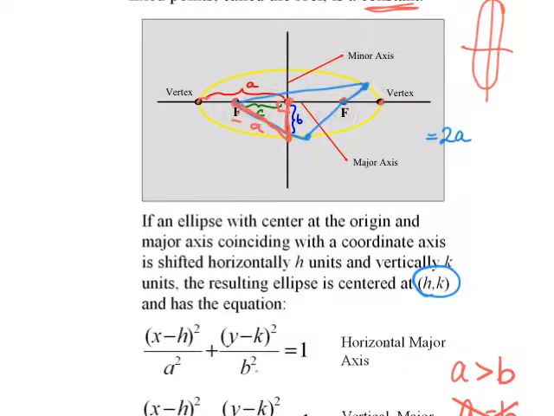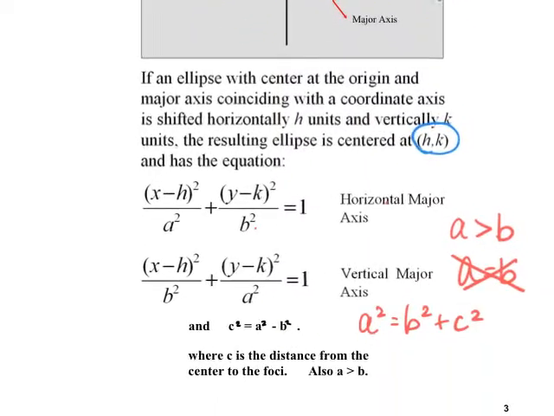So you do need to find a way to remember it. And then once again, c is the distance from the center to the foci, and very important, a is greater than b. We're going to do some with the examples on the next couple slides.